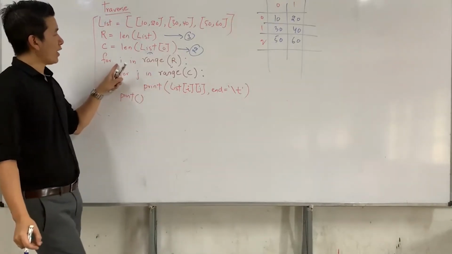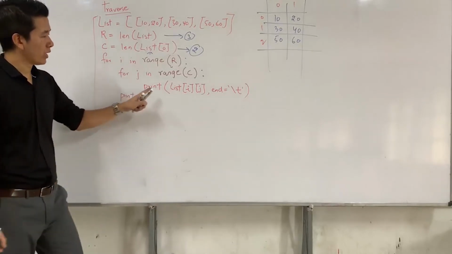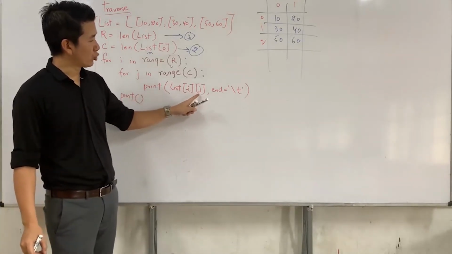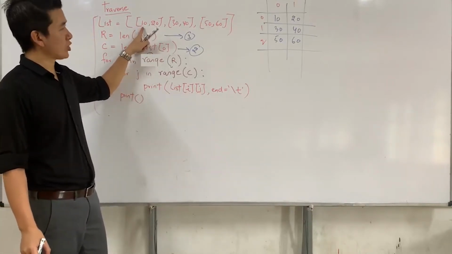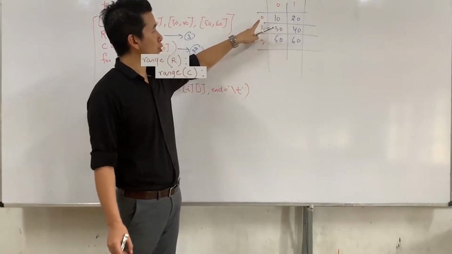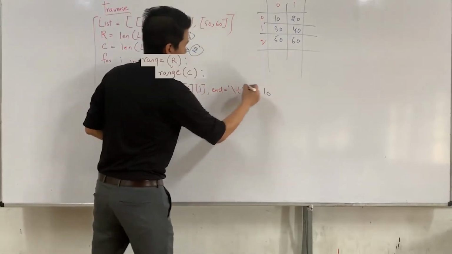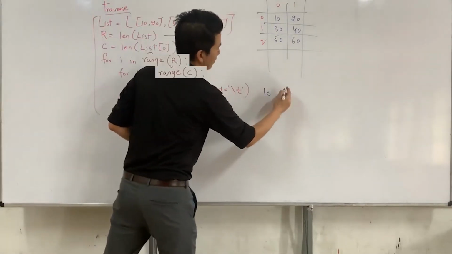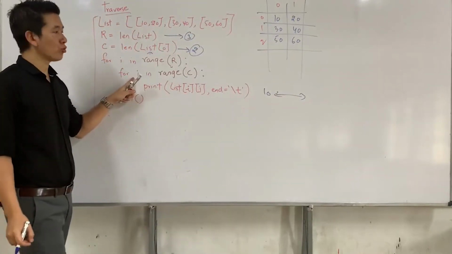Okay, so the value of I will start with 0, the value of J will start with 0. List of 0 and 0 means you will print the first value, which is 10. And then up here, the 10 has row number 0 and column number 0. Hence, 10 will be printed, followed by a tab. Okay, and then the J value changes to 1.